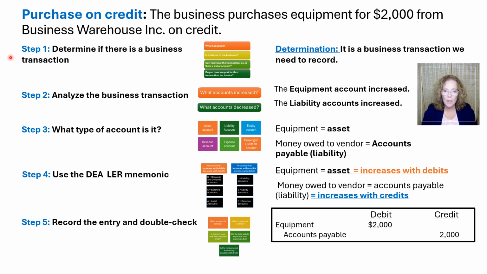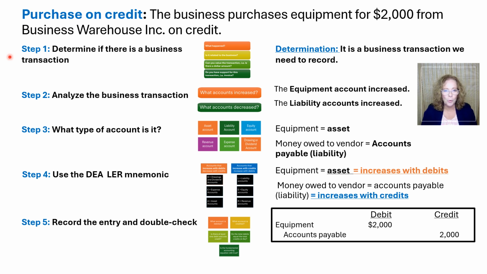In step 1, we ask ourselves 4 questions to determine if this is a business transaction we need to record. Question 1 is what happened? The business purchased equipment for the business. Question 2, is it related to the business? Yes. Question 3, can you value the transaction? Meaning, is there a dollar amount? Yes, the dollar amount is $2,000.